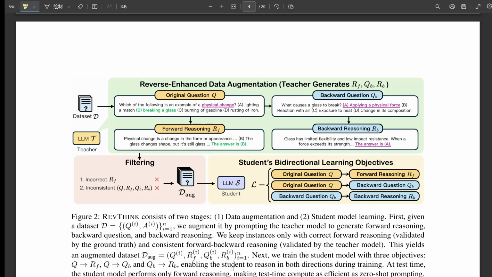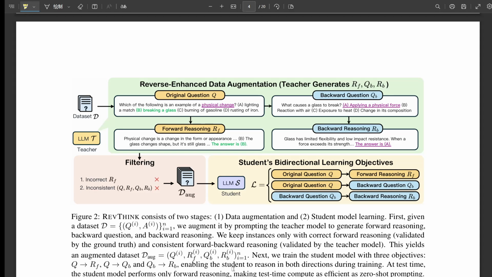Yeah, and the researchers didn't stop there. They did all these extra studies to figure out how Rethink was actually working. Trying to peek under the hood. Exactly. And one thing they found was that all three of those learning objectives were important: the forward reasoning, the backward question, and the backward reasoning. You couldn't just take one away. If you got rid of even one, the performance dropped. So it's all connected. It's not just about thinking backward. It's about how you train it to do that. Like giving it the whole toolkit for thinking in both directions.